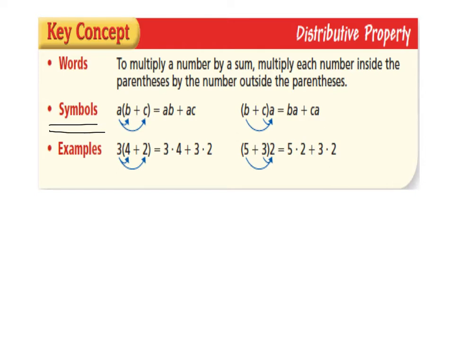Just like the previous problem, we have 3 times the quantity of 4 plus 2. We have multiplication, which is the parentheses, and we have the sum, which is the addition sign. We take the number on the outside and we distribute it, or multiply it, to each number inside the set of parentheses. That's where we get the 3 times 4 and the 3 times 2. Notice that the plus sign is still in between them, and we go ahead and solve.